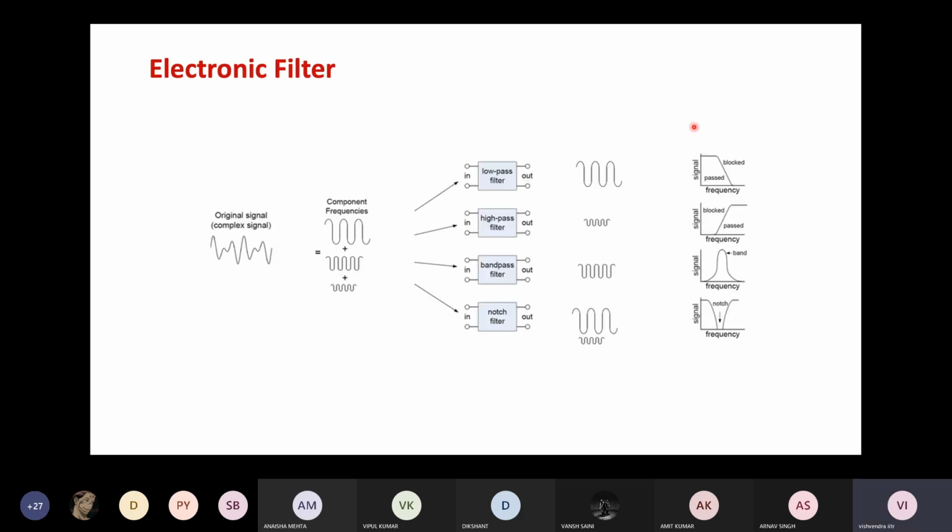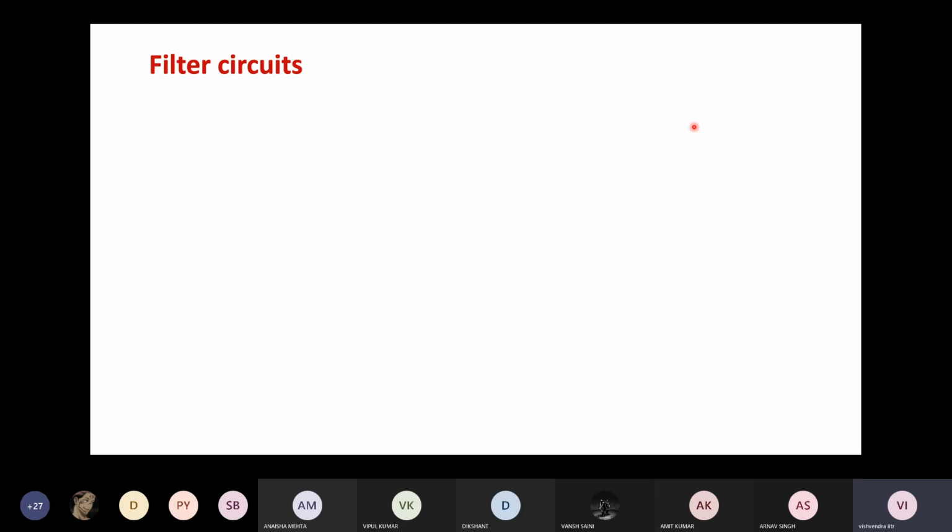So let's see how the filters look, and we will only deal with very simple filter circuits, and those are the RC filter circuits actually. So if we just have this R and C in series with each other, a resistor and a capacitor, the input is applied at the resistor and the output is taken across the capacitor.